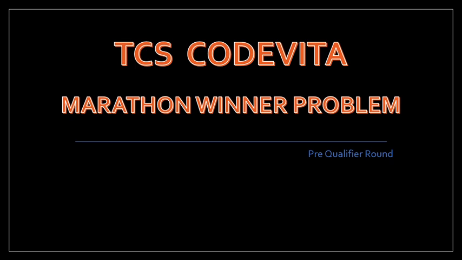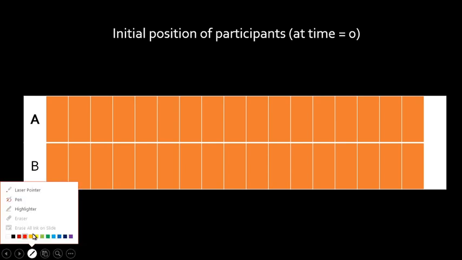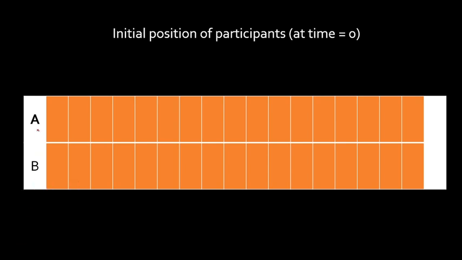Okay, see in a marathon there will be multiple participants, right? For this scenario, I'm just going to consider two participants for now. Okay, so let's say we have two participants A and B. They are standing at the starting point. This first line indicates the starting point. Okay, both are standing at the starting line.